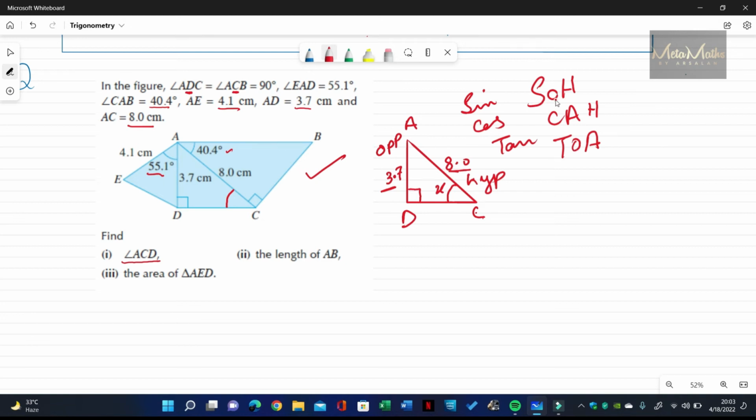So sine is equal to opposite over hypotenuse. Because I have opposite and hypotenuse, so I am going with sine. So my first part, A part solution, is sine x, or you can write the full name of the angle. Let's write the full name. ACD angle is equal to opposite over hypotenuse means 3.7 over 8.0.